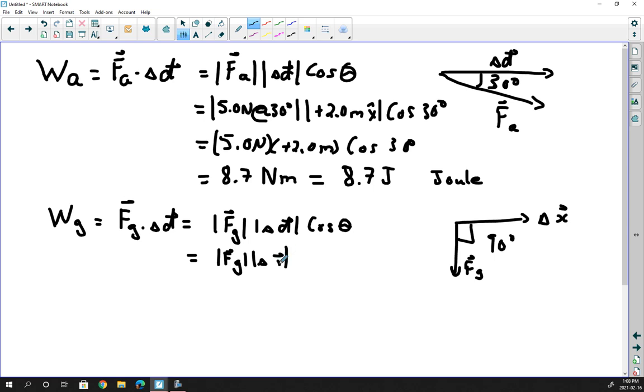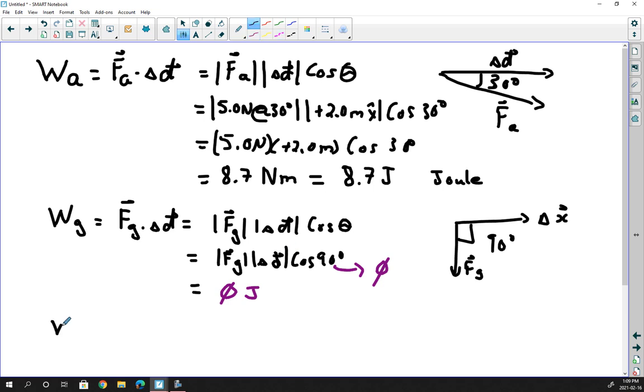So this becomes magnitude of the force of gravity, magnitude of the displacement, and then the cosine of 90 degrees. Well, last time I checked, kids, the cosine of 90 degrees is 0. So you got a 0 in here. 0 times anything is 0. Work done by the force of gravity is 0.